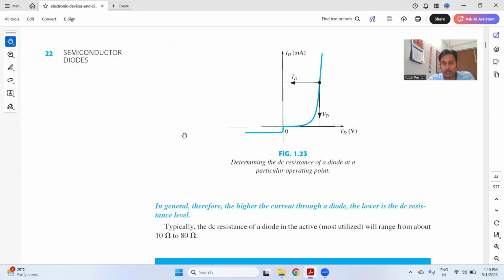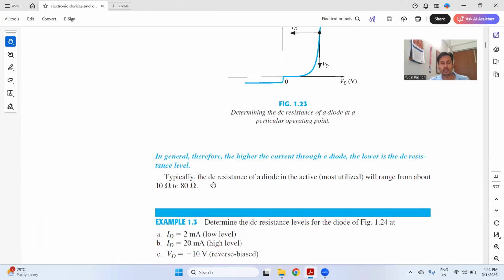Now, as you can see, initially the current is zero. As soon as it achieves the knee voltage, the current increases, and this is VD and this is ID. And the resistance VD over ID is known as the DC resistance of a diode at a particular point. So you can easily understand, suppose if you want to have the resistance at this point, you will take the voltage at this point, then the current at the corresponding point, and VD over ID will be the DC, static resistance.